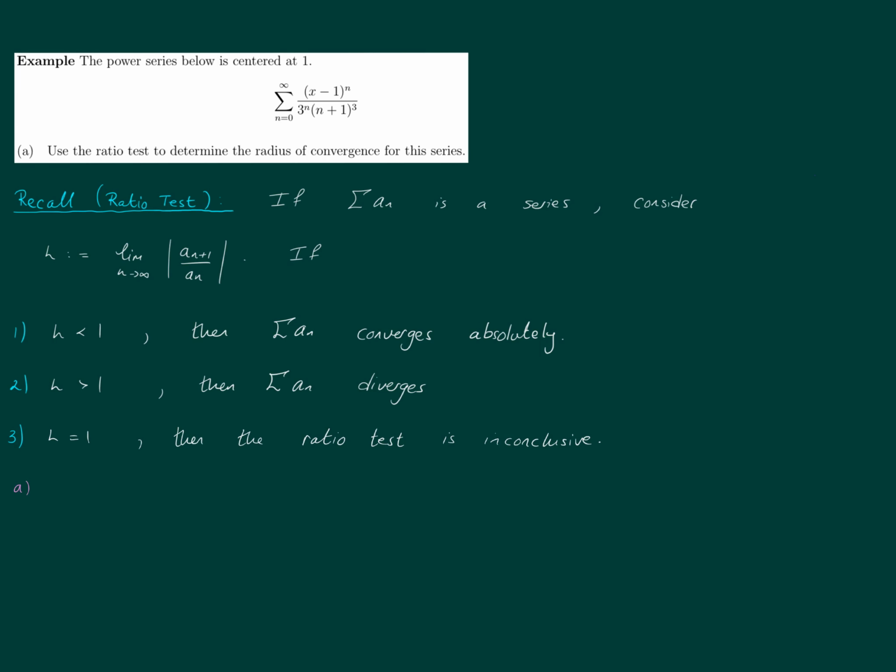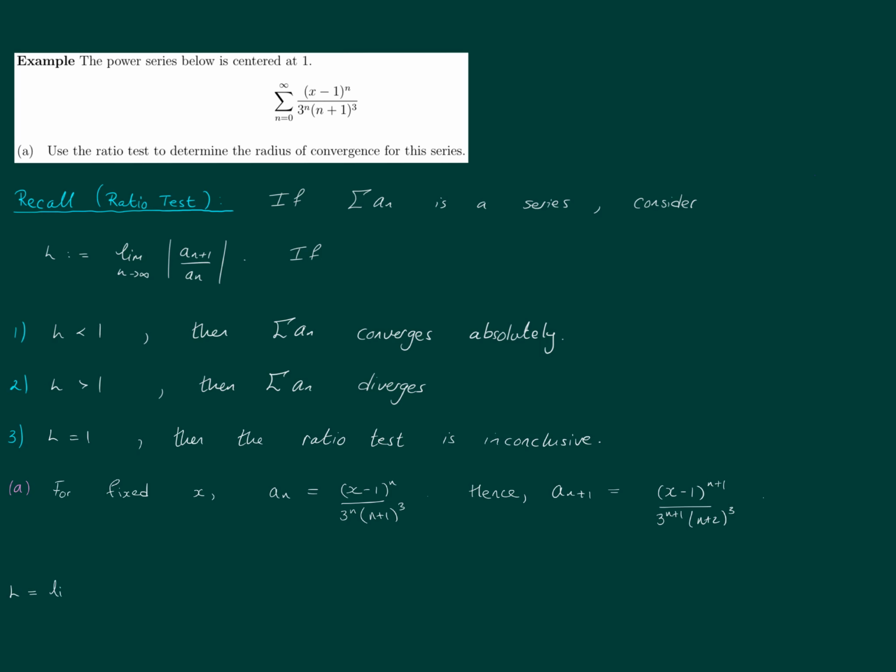Okay, so let's consider applying this to this example. Now remember, we have to think of x as being fixed. So for fixed x, because you want to think of the (x minus a) to the n as being part of the an. So here our an is the entire piece, the (x minus 1) to the n over 3 to the n times (n plus 1) cubed. So then, following this formula, what's an plus 1? Well, everywhere we have an n, we just replace it with n plus 1. So we get (x minus 1) to the n plus 1 over 3 to the n plus 1, open brackets, and n plus 1 is n plus 2.